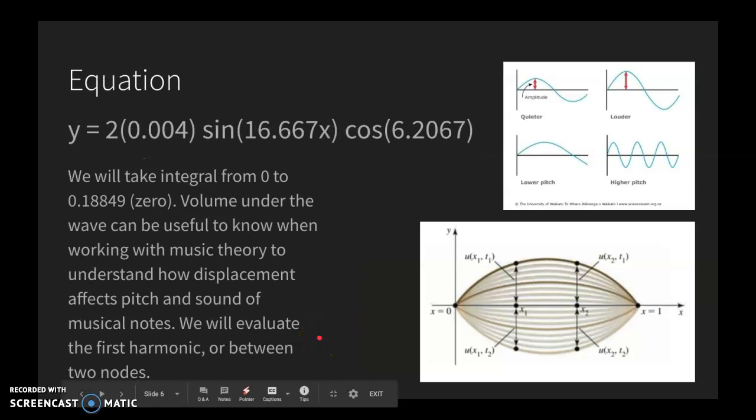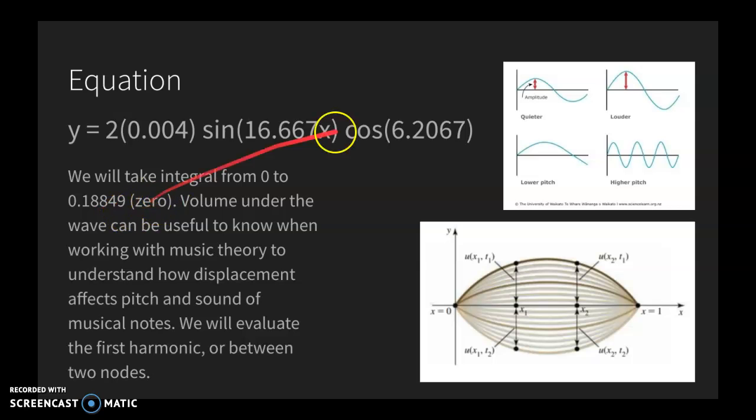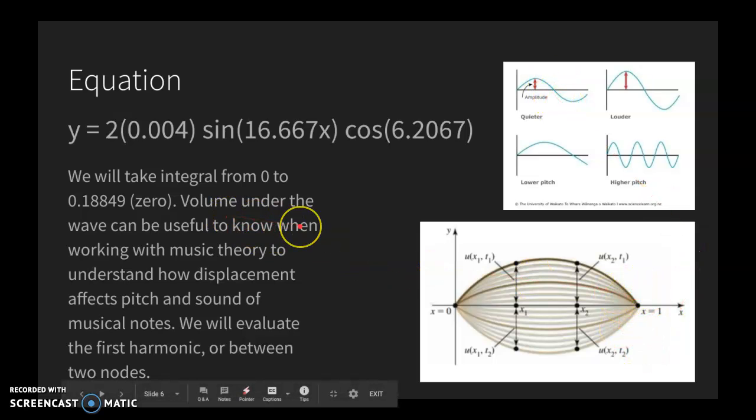Alright, so using all the numbers we just found, we're going to plug it into the equation, which gives this little monster right here. And so we're going to integrate it from 0 to 1884.9, which, if you look at the graph over here, is going to be like that point. So the volume under the wave, just to reiterate, is important when you're working with music theory to understand how displacement affects the pitch and the sound of musical notes. And we're going to be evaluating the first harmonic between the first 2 notes.